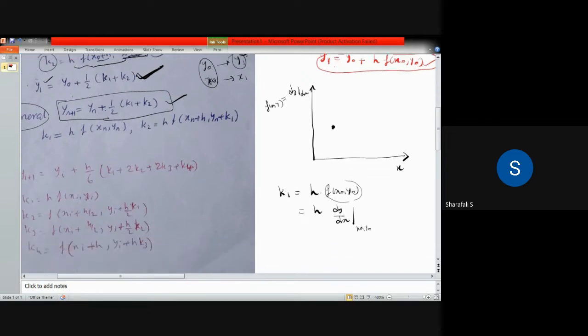What is this h? This h is nothing but dx, the change in x. So these two get cancelled, and you will get dy is nothing but k1.